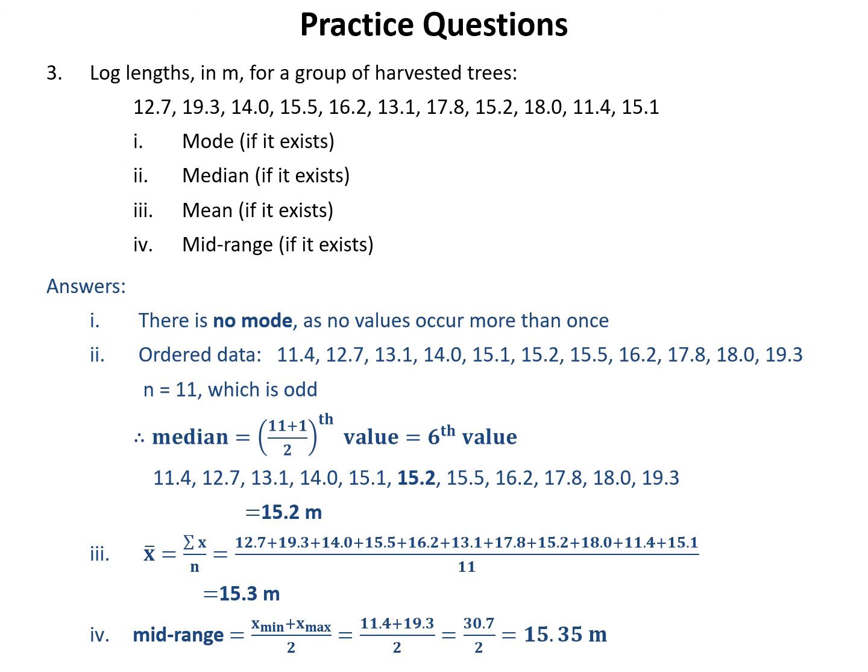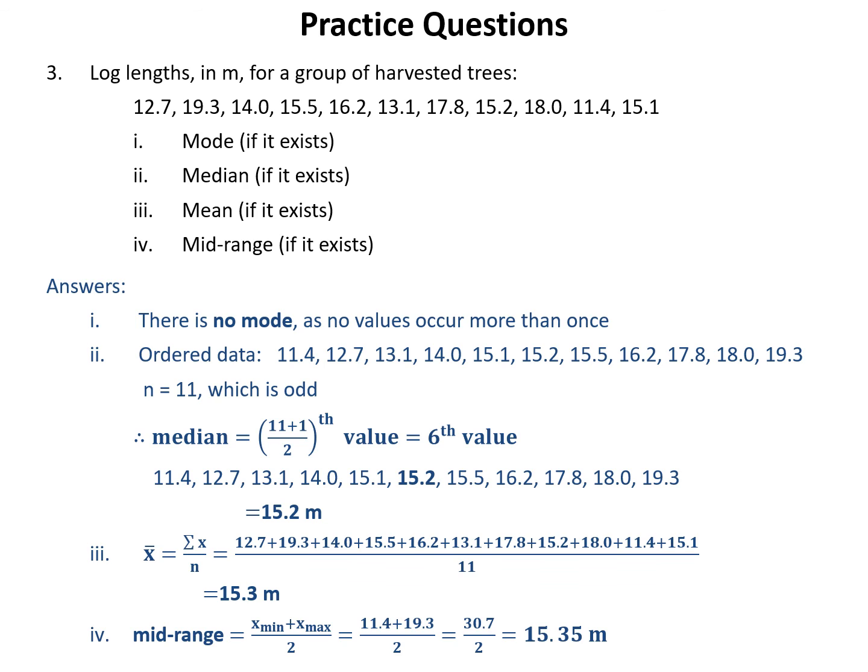To calculate the median, we put the numbers in order. And once we have them in order, we can see here that the sample size is 11, which is this time an odd number of values. So there's going to be a single central middle value here, which will be the (11 plus 1) over 2 value. So we get 11 plus 1 is 12 over 2 equals 6. So the median will equal the 6th value in the data set, which we can see here is equal to 15.2. So we say our median is equal to 15.2 meters.